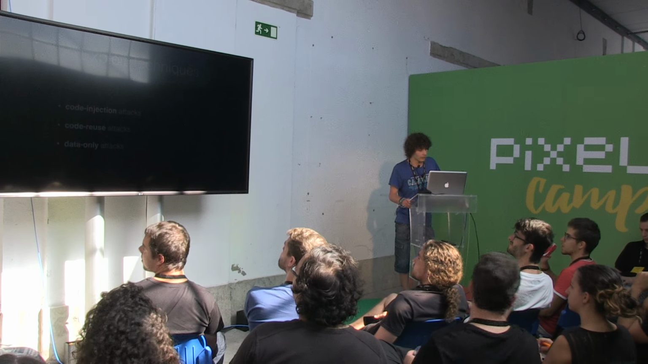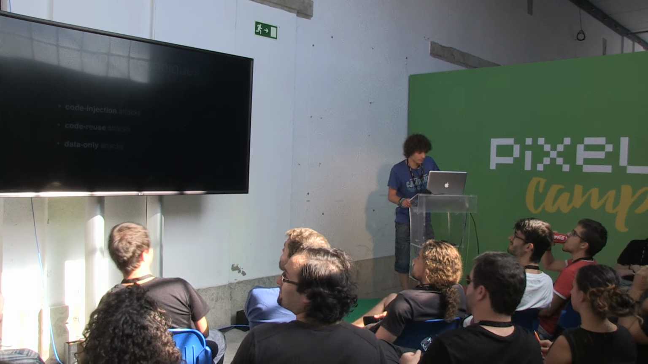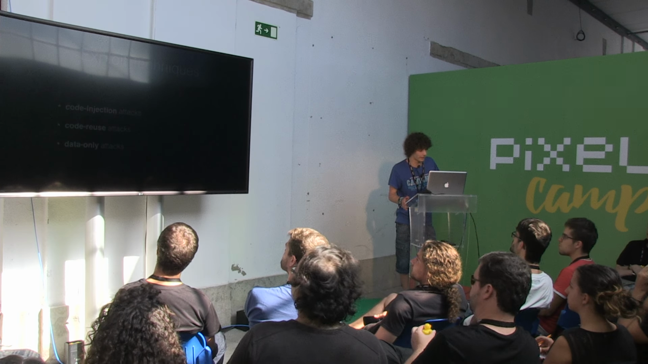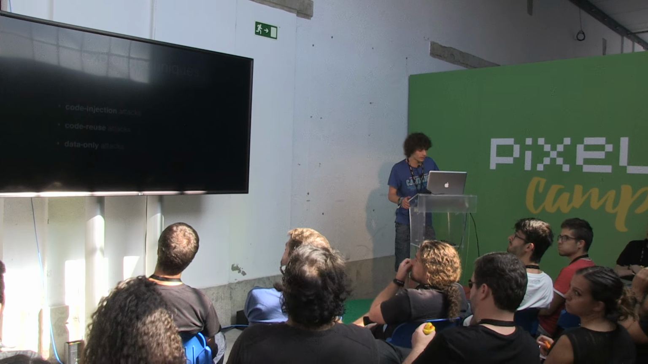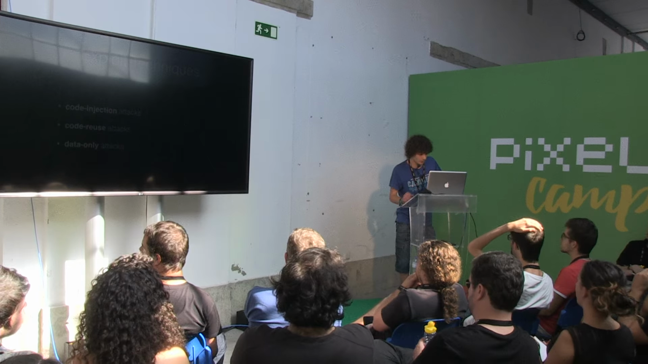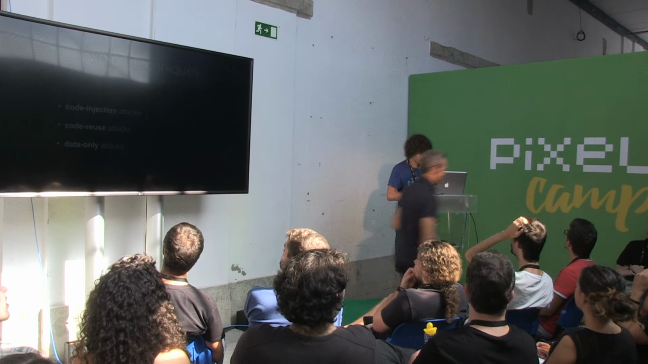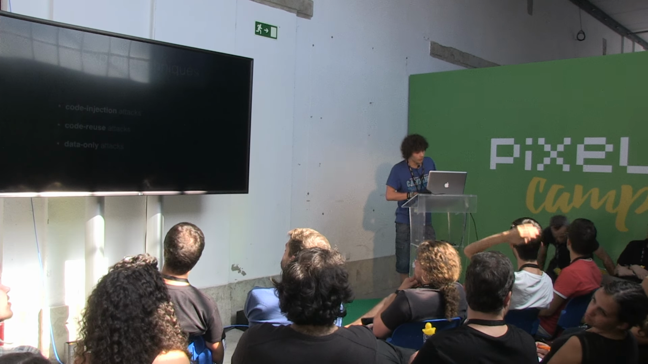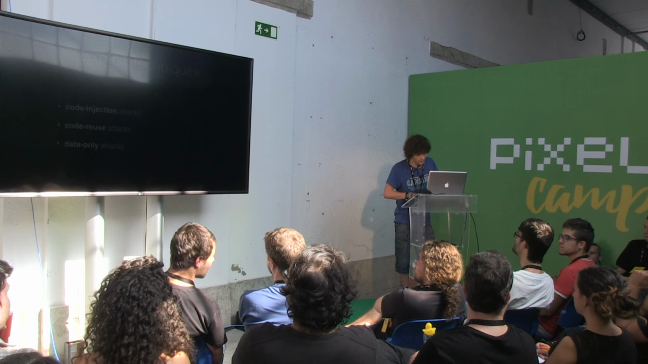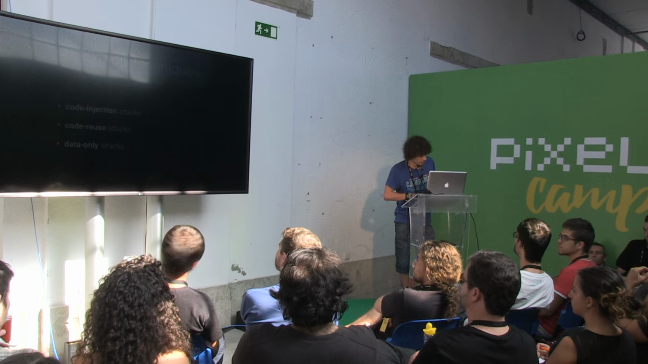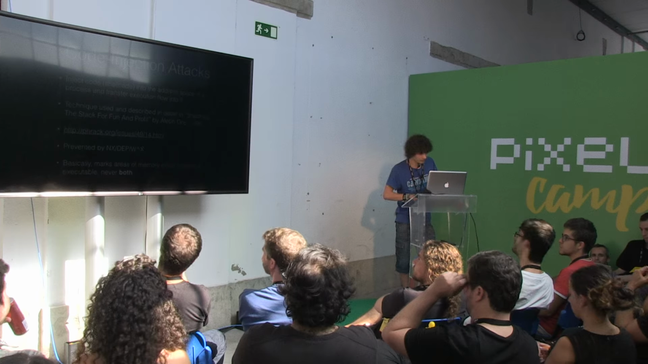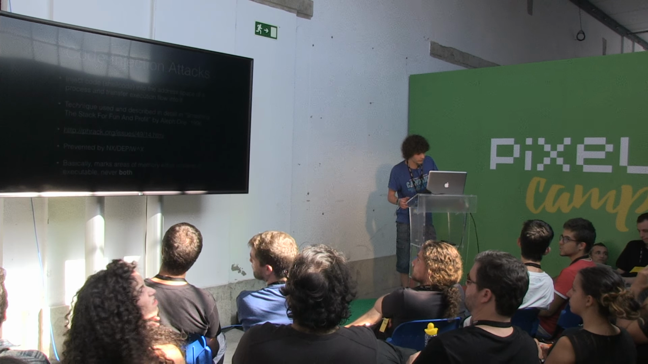There are three different exploit techniques. They are code injection attacks, code reuse attacks, and data-only attacks. And I'm going to tell you what these are about, some mitigations against them, and some flaws of those mitigations, and why it's still possible to use them, and what's going to be done in the future against these types of attacks.